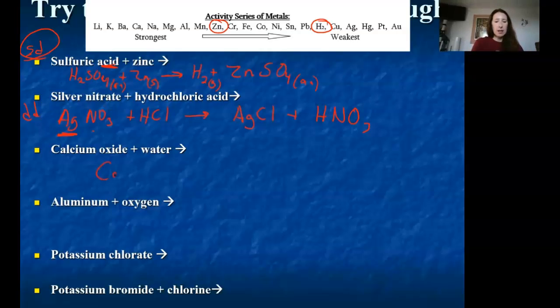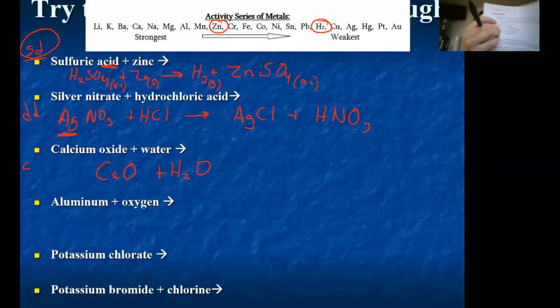The next one, calcium oxide. So this one is kind of a special one, right? This one's actually a combination or a synthesis reaction. And if we look at combination or synthesis, this one is third from the bottom. Metal oxide plus water makes metal hydroxide, right? And so it's the third from the bottom on your combination synthesis. So that's the reaction that we're going to use.